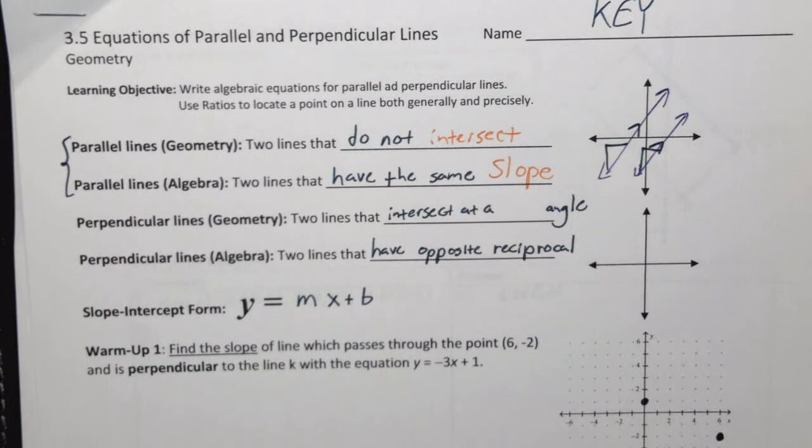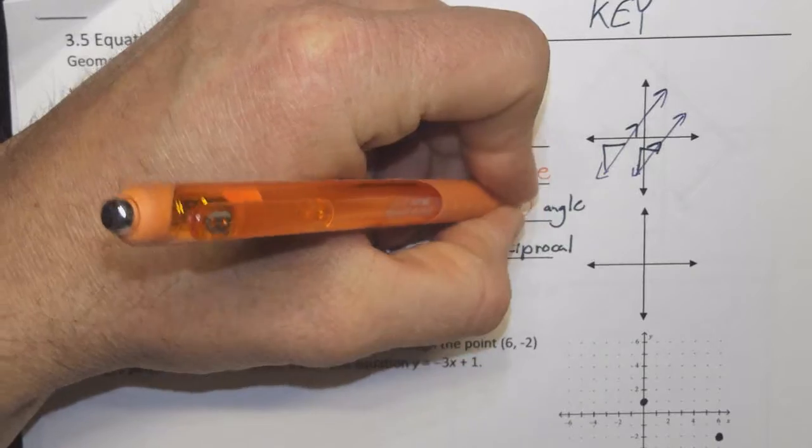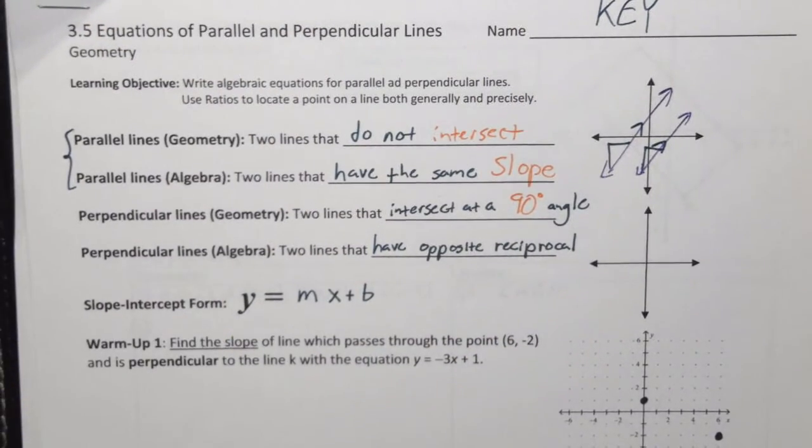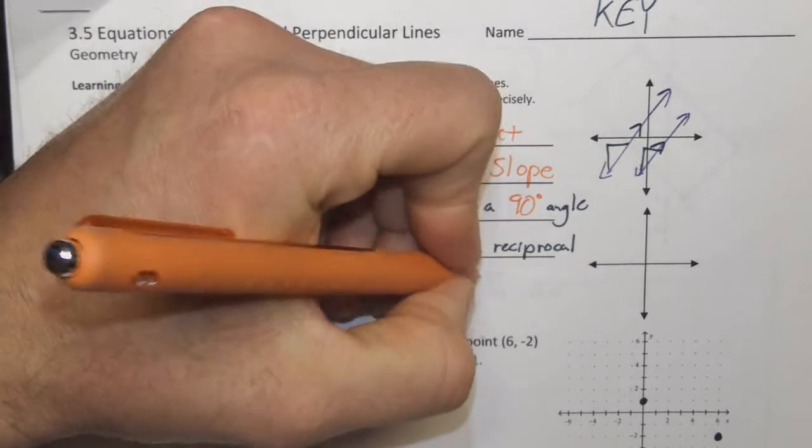Same kind of thing for perpendicular lines. When we were talking about perpendicular lines a couple days ago, we had talked about how perpendicular lines were going to be two lines that intersected at a 90-degree angle. But also, back when you were in algebra last year, you guys had also talked about perpendicular lines, and we had talked about how perpendicular lines were going to be lines that have opposite reciprocal slopes.